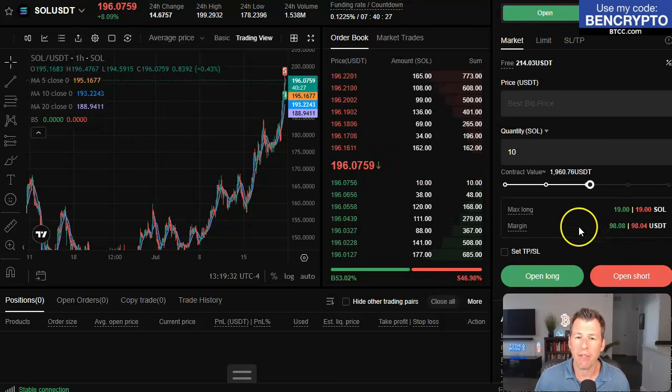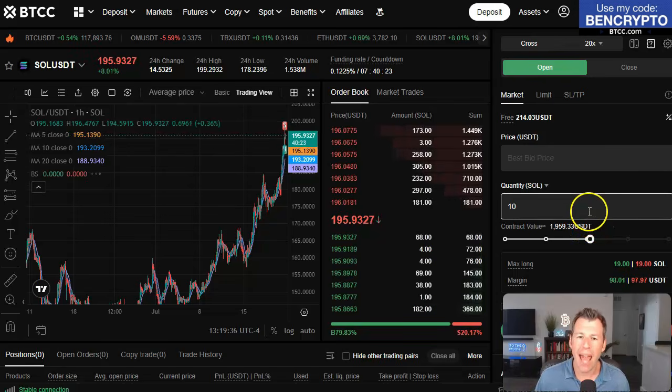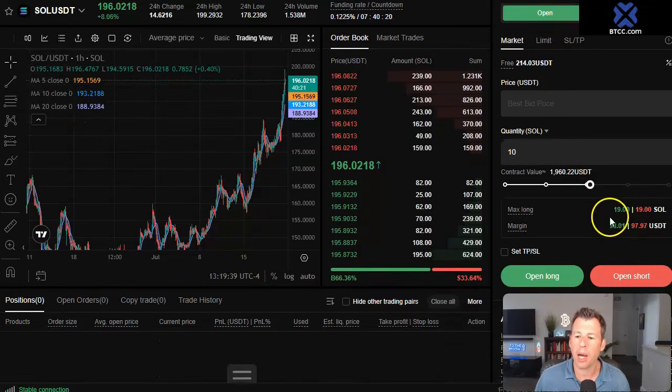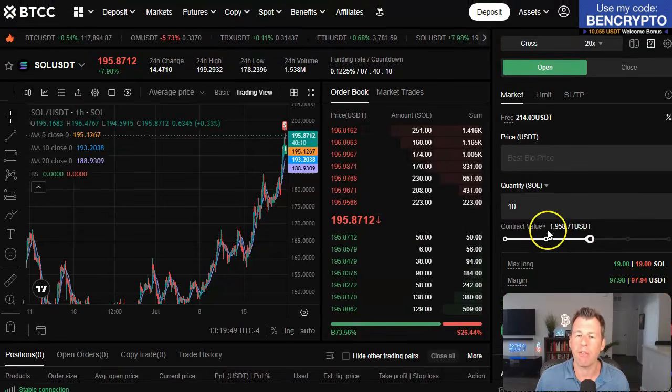But on the flip side, if the price of Solana just starts going up and keeps going up, then the maximum I can win, if it just keeps going up, is 19 Sol, which equates to $4,000. So again, I'm at risk of losing $98 if it goes down too much, but if it keeps going up quickly, then I can win $4,000. So very high risk, very high reward.